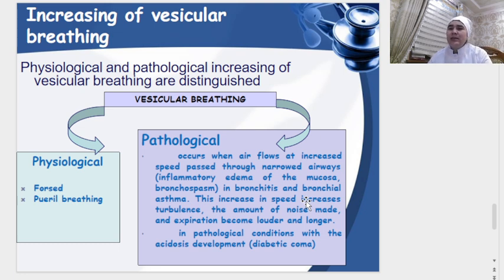Physiological and pathological increasing of the vesicular breathing are distinguished. Physiological: forced and puerile breathing. Pathological occurs when air flows at increased speed through narrowed airways, with inflammatory edema of the mucosa, bronchospasm, in bronchitis and bronchial asthma. This increase in speed increases turbulence. The amount of noise made increases, and expiration becomes louder and longer. It is also seen in pathological conditions with the development of acidosis.